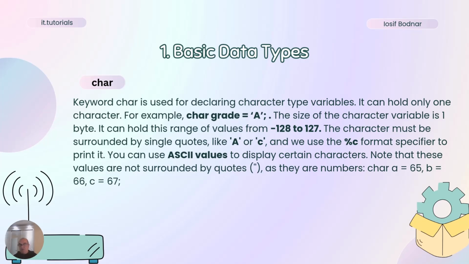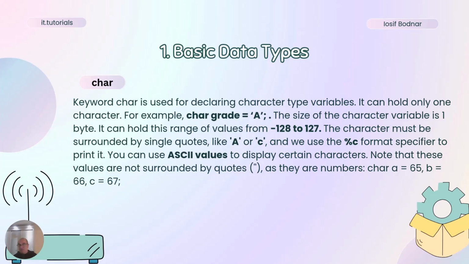As you can see, this type can hold only one character, and the character is surrounded by single quotes. The size of the character variable is just 1 byte, which represents 8 bits. It can hold a range of values from -128 to 127. The character must be surrounded by single quotes, as I said, like these examples here, and we use this format specifier made of the percentage symbol and letter c to print this type char.